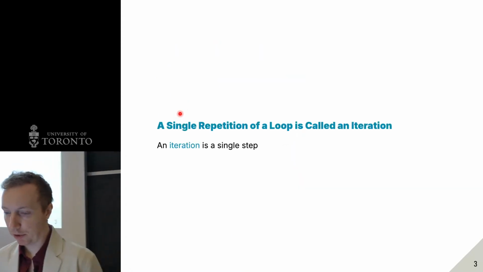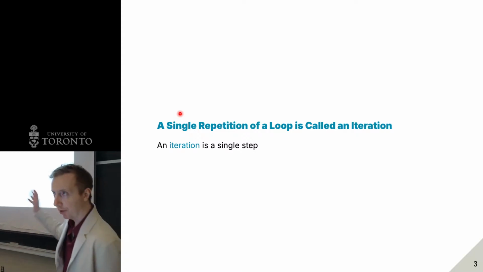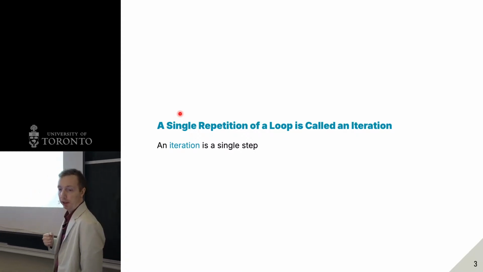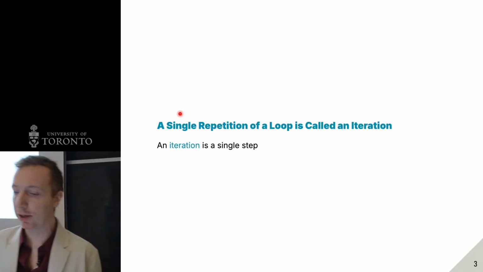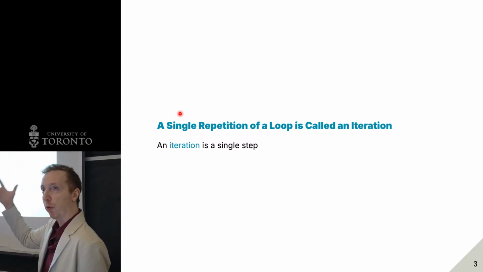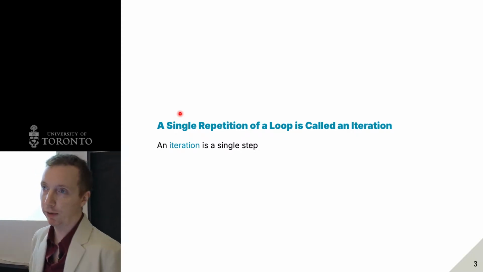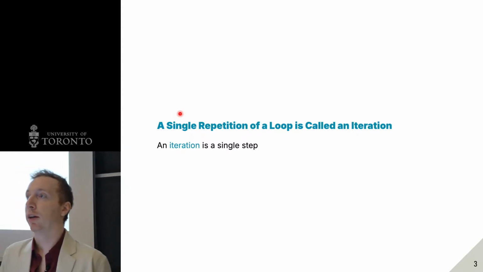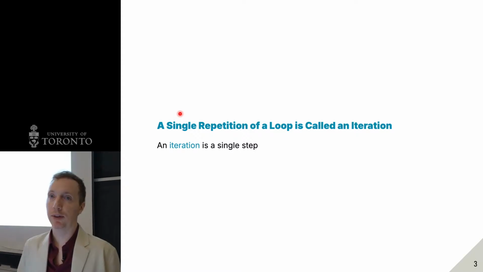All right. Just so it's on the slides as well, I know I mentioned it yesterday, but to catch up on the lingo, a single repetition of the loop, or when we go through all of the statements in the body of the loop, is called an iteration. You can also think of it as just a single step of the loop.